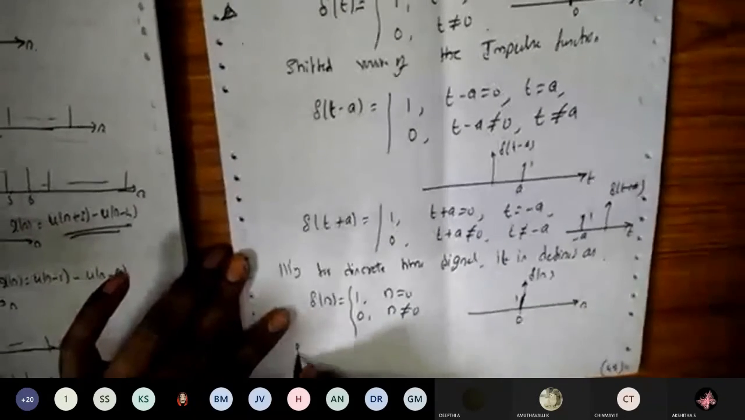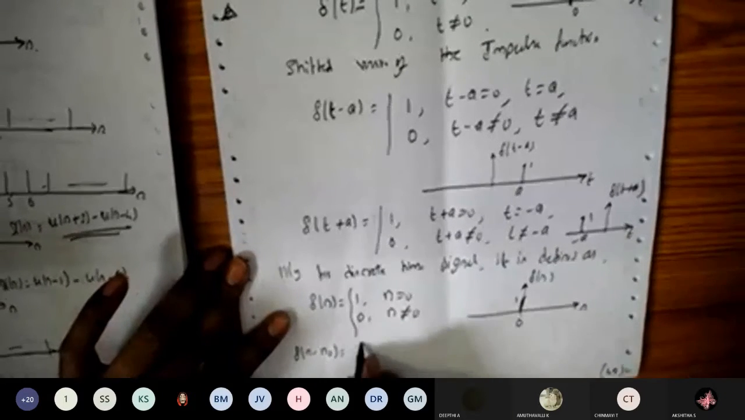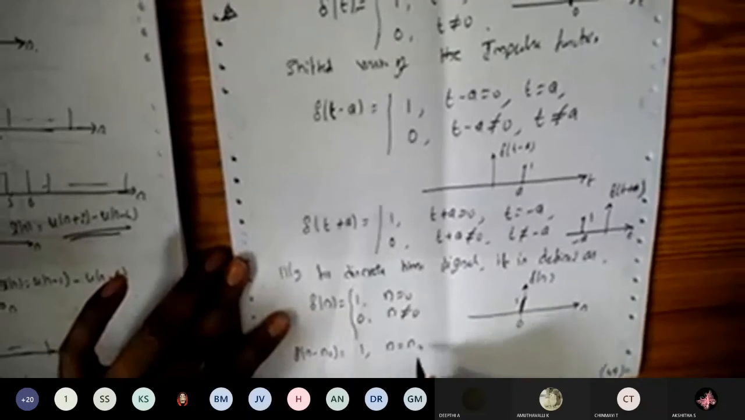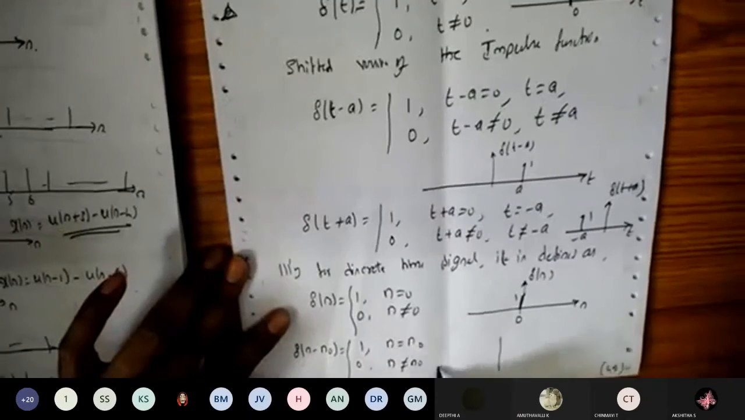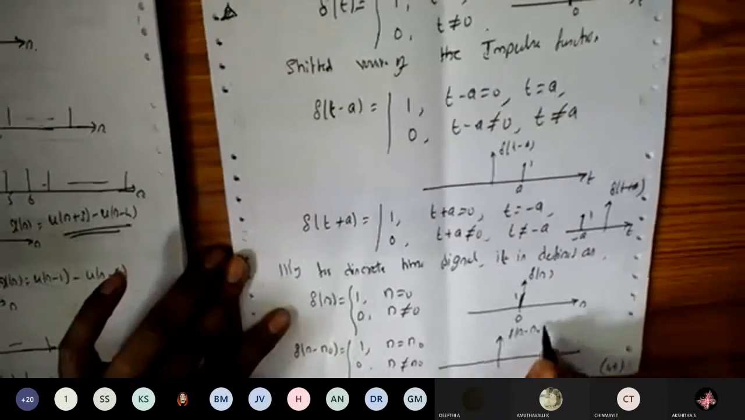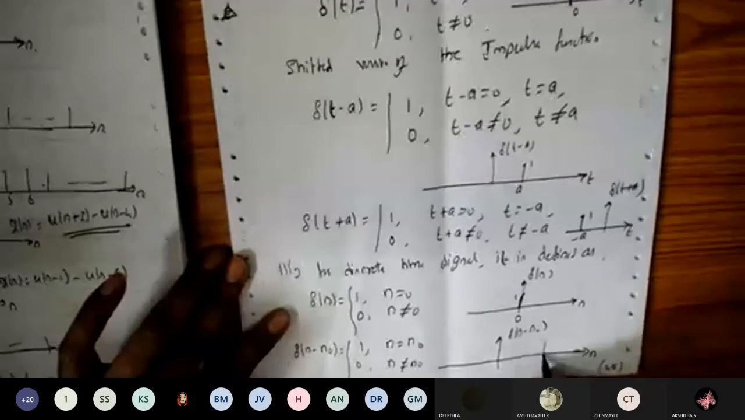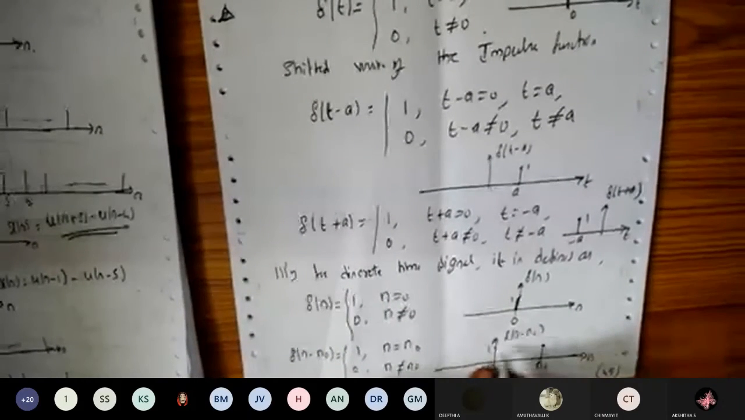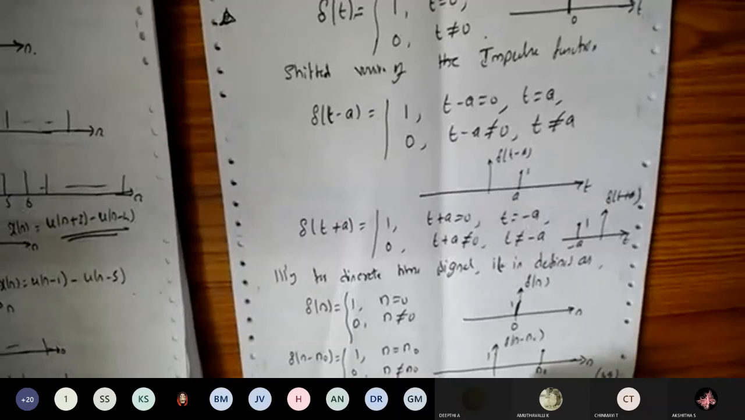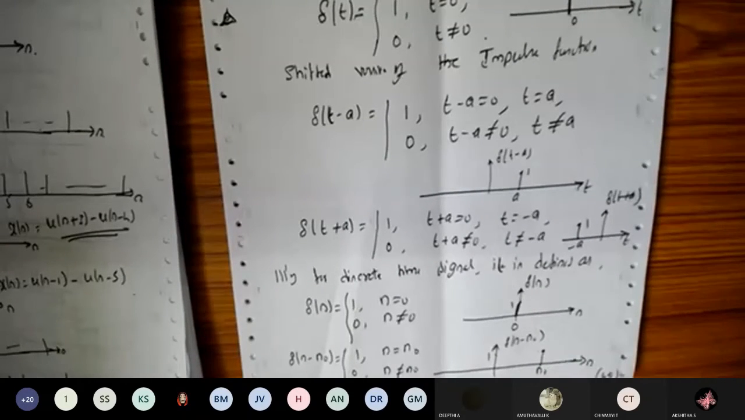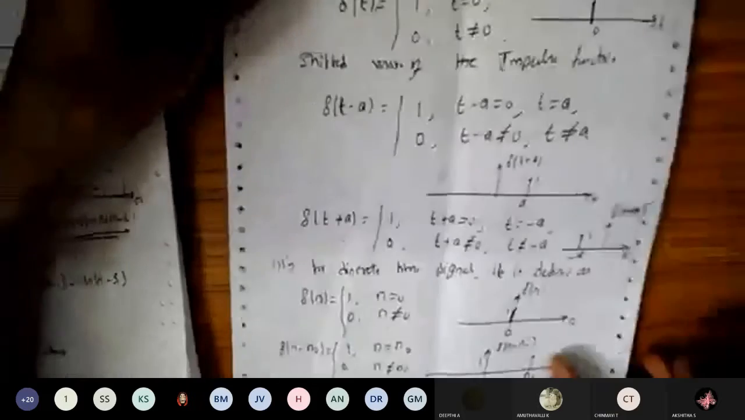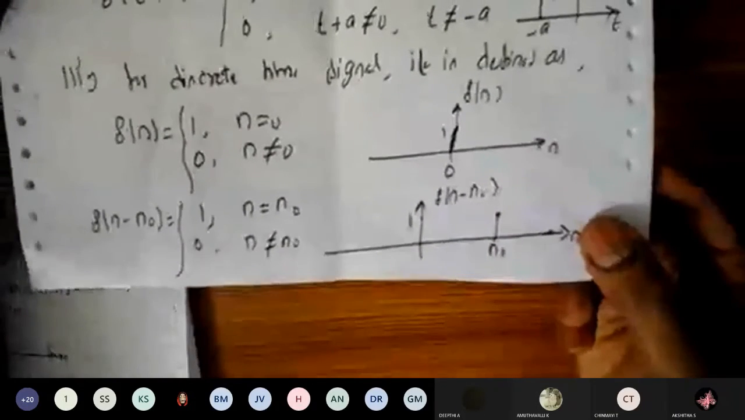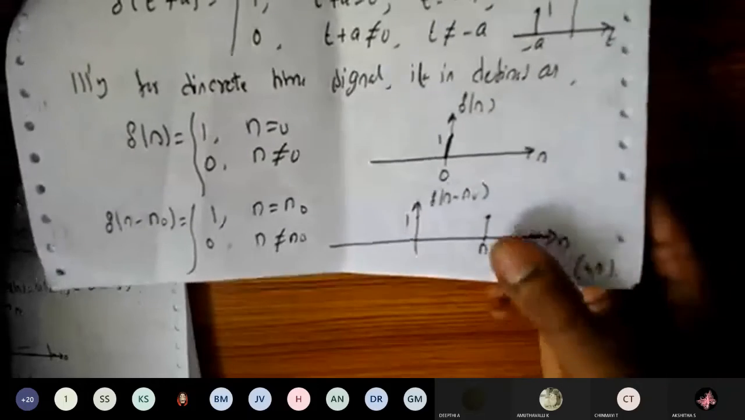Similarly, we can have the shifted version. Delta of n minus n naught is equal to 1 for n equal to n naught, and 0 for n not equal to n naught. Substituting n equal to n naught, it has the value 1, and elsewhere it has the value 0. So this is the right shifted version.